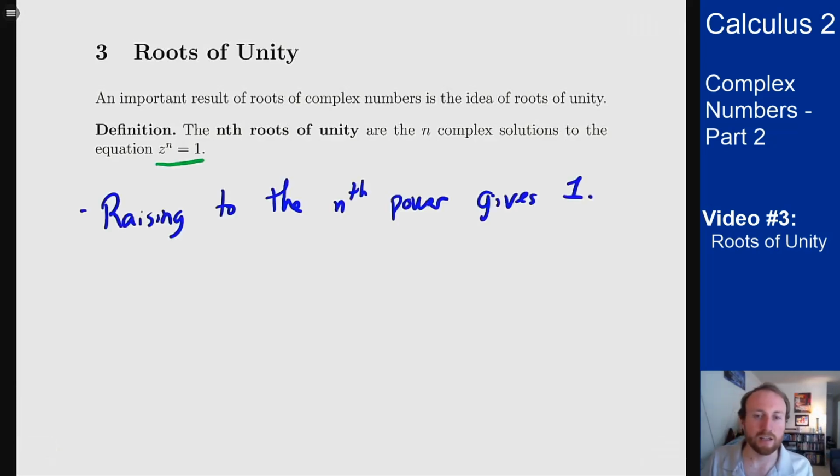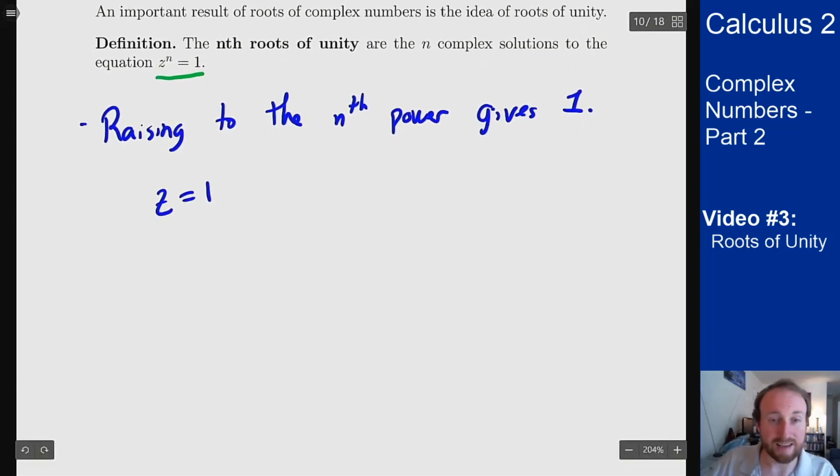And now clearly 1 is an answer to this, right? If I raise 1 to any power, I get 1. So z equals 1 works here. But like we saw when we were talking about roots of complex numbers, there are more answers than just that. There are actually always n complex numbers who, when I raise them to the nth power, I get 1. How do we go about solving this?